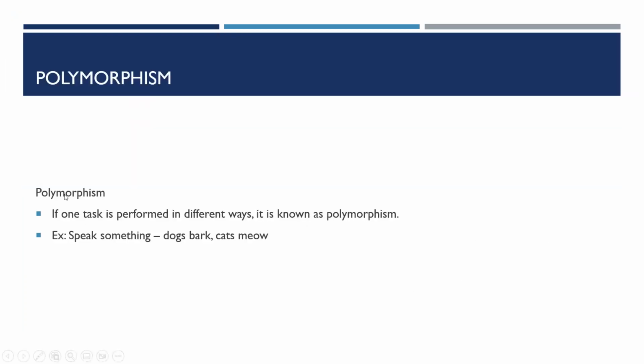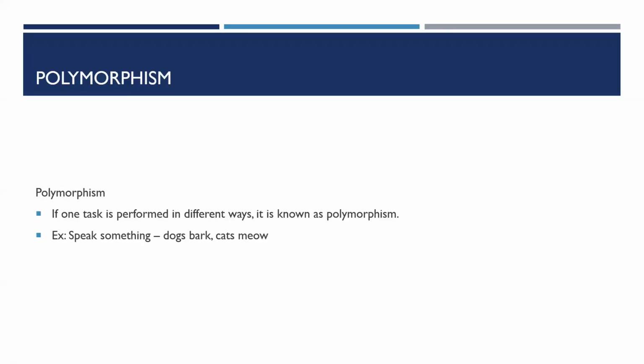Let's say polymorphism. If one task is performed in different ways, it is known as polymorphism. So dogs bark, cats mew, and each and every animal will make different sounds. But one animal making a sound is common. So making sound is called the task, and the types of sounds which they make are called different ways of making a sound.